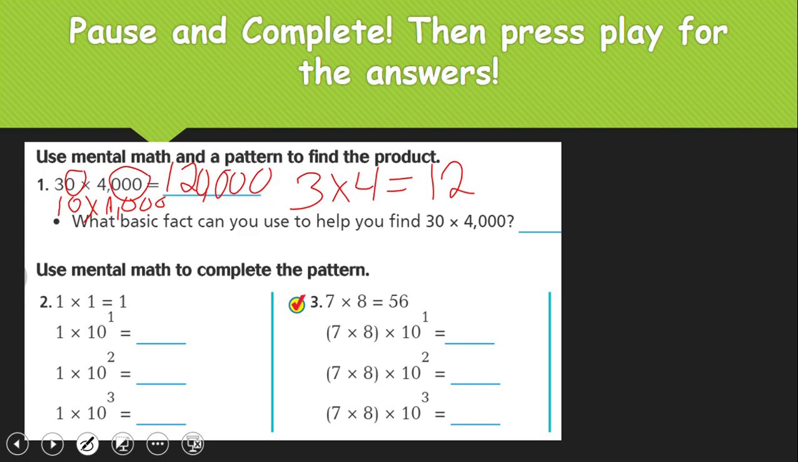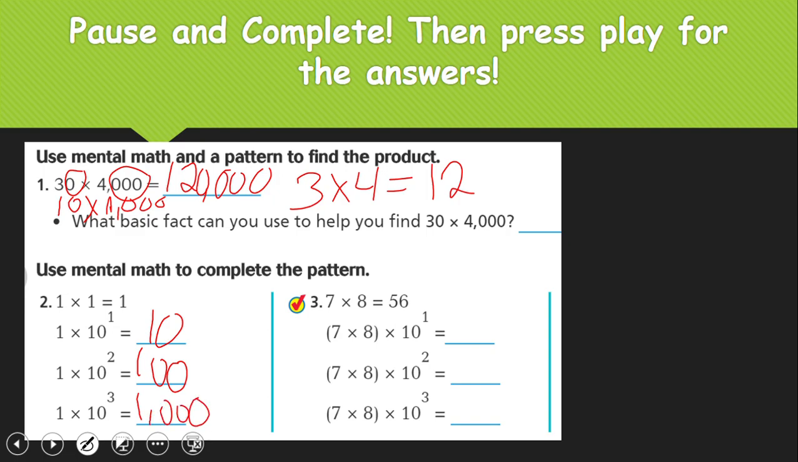All right, the next one, use mental math to complete the pattern. 1 times 1 equals 1. 1 times 10 to the first power equals 10. 1 times 10 to the second power equals 100. 1 times 10 to the third power equals 1,000.